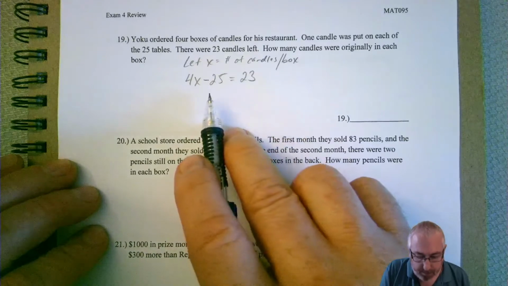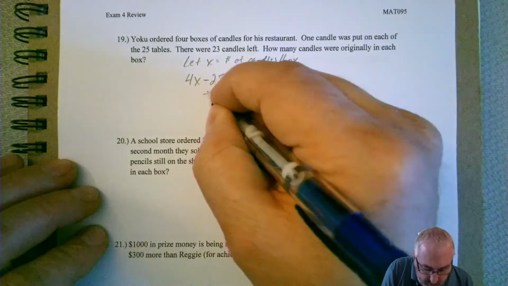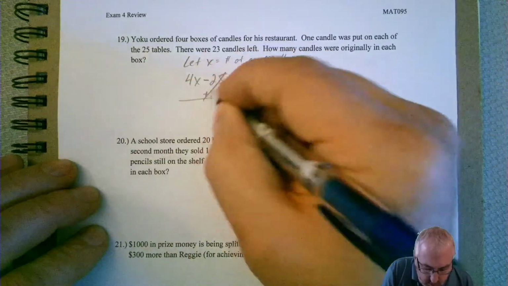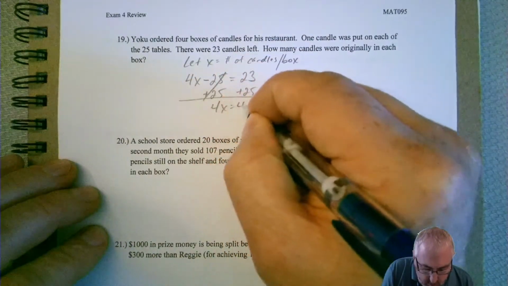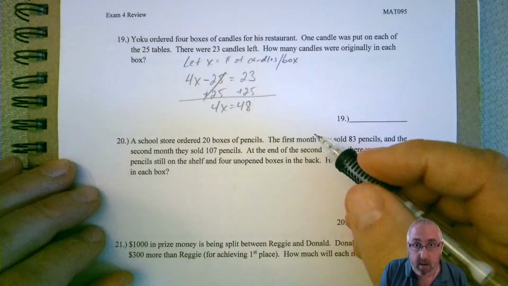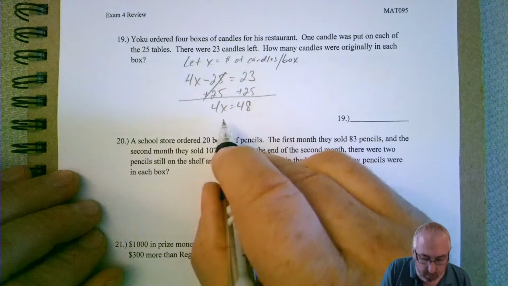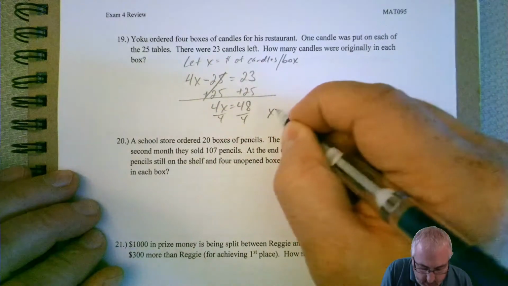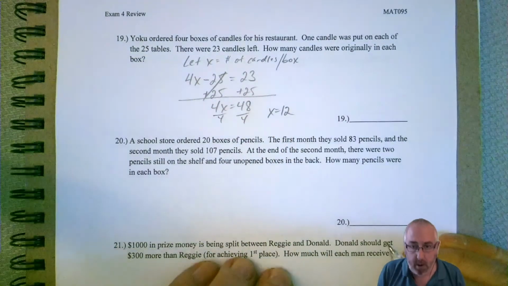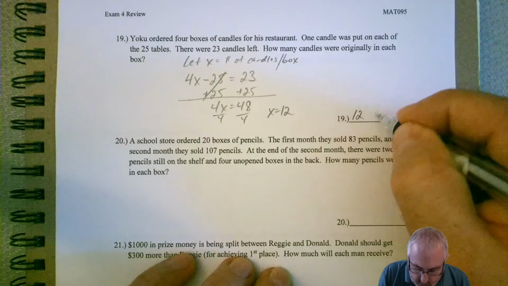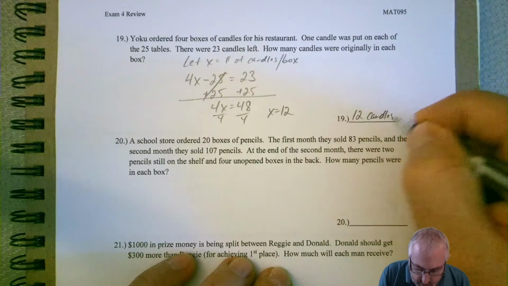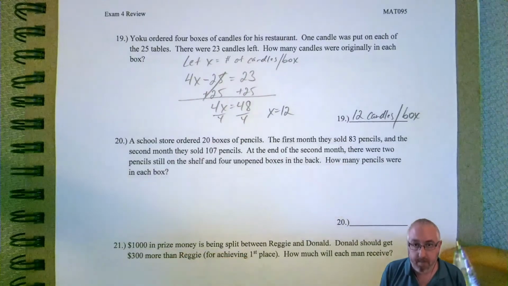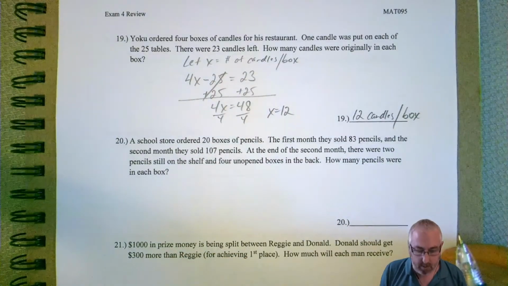Now, if we want to solve this, we're going to add 25 first. And so we end up with 48 total for the 4 boxes. So if we divide by 4, X should be 12. So it looks like we've got 12 candles per box.